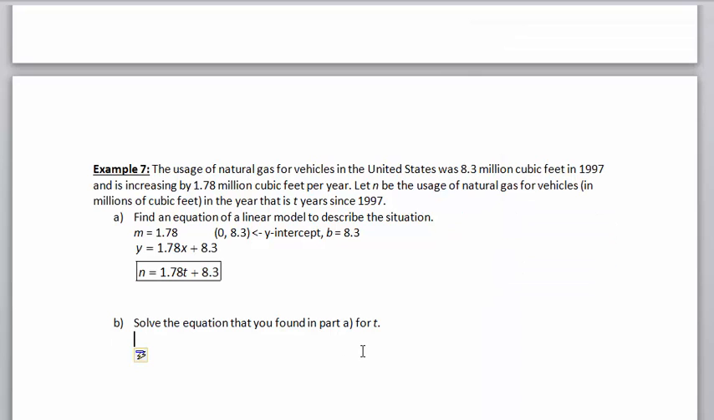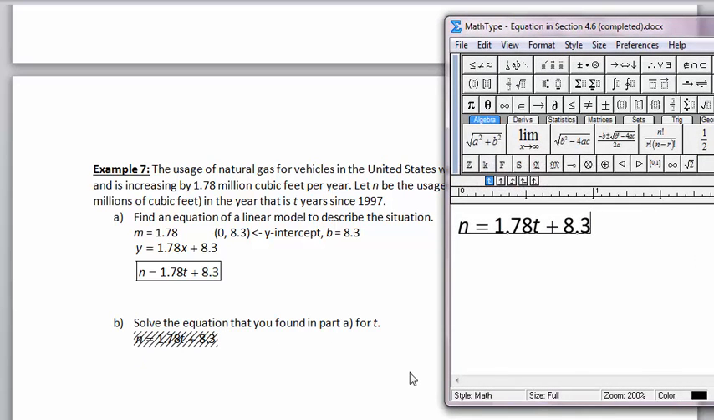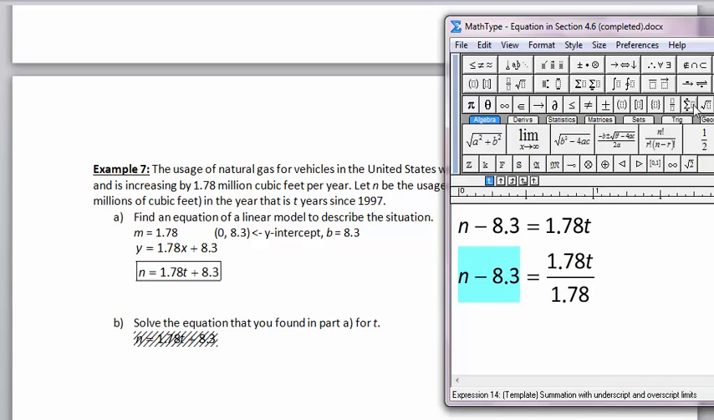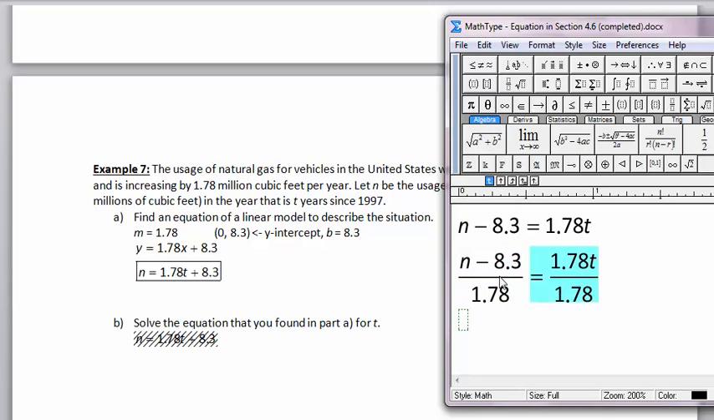In part B, we want to solve the equation we found in part A for t. So we're going to take this equation and get t by itself. To get t by itself, we're going to have to subtract the 8.3 from both sides of the equation. On the right-hand side, 8.3 minus 8.3 gives us 0. On the left-hand side, we have our n minus 8.3. And then to get the t by itself, we're going to have to divide both sides by the 1.78.